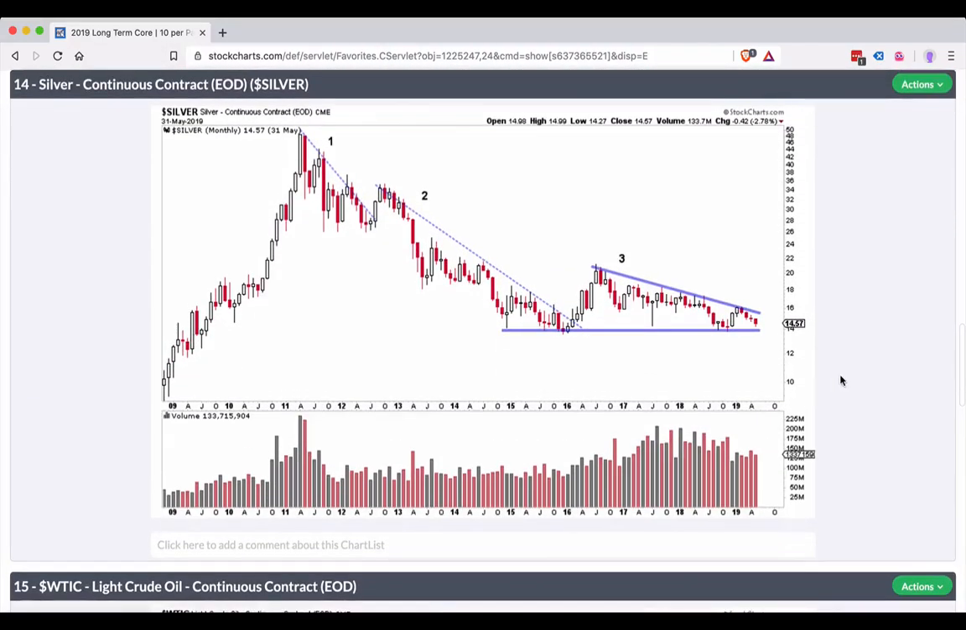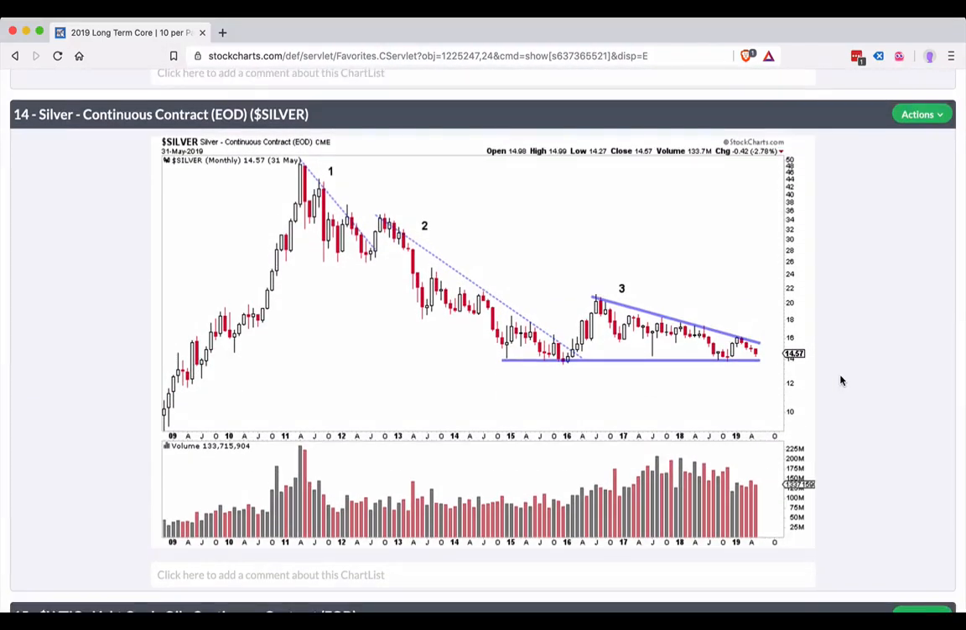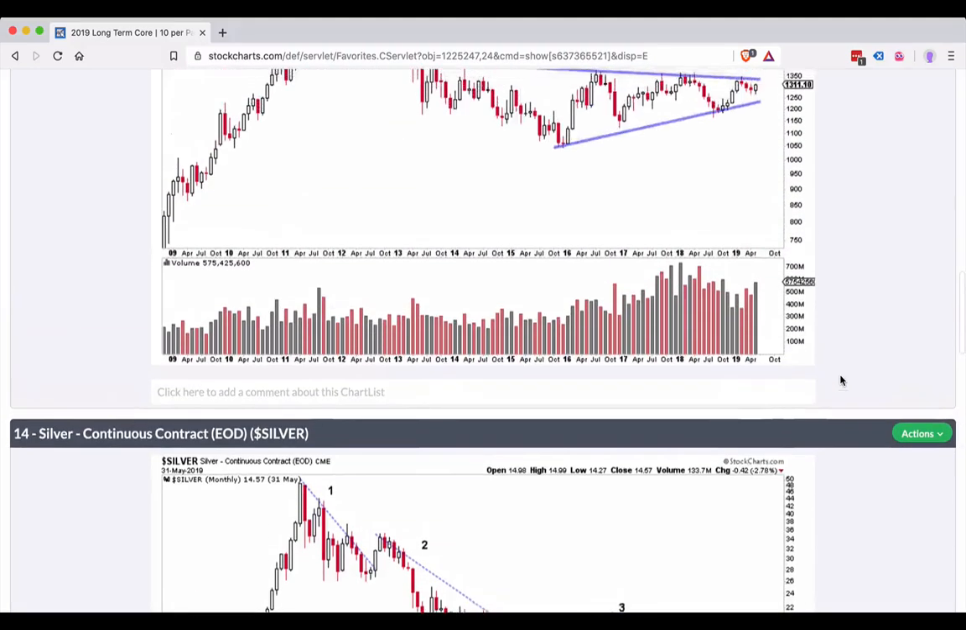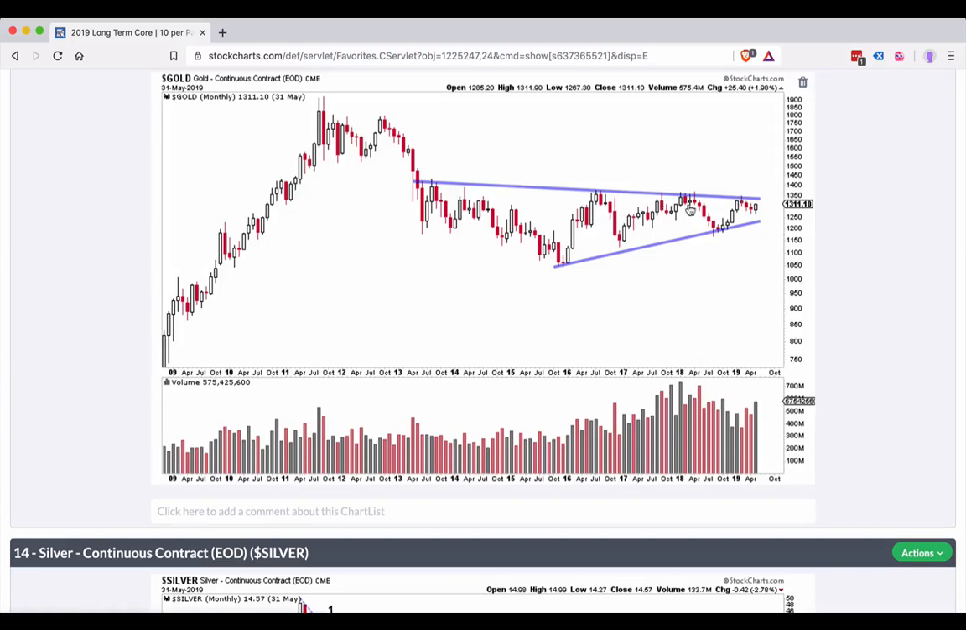Now, if we go down to silver, this is not so exciting. This isn't as bullish as gold is. Gold is hanging back up towards even multi-year highs. Where it's been failing is this 1350 area. It's trying to make a series of higher lows, even though we get a series of lower highs.